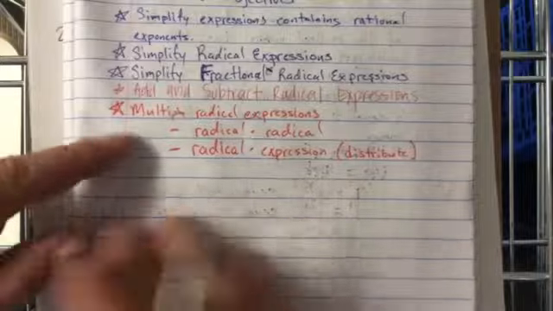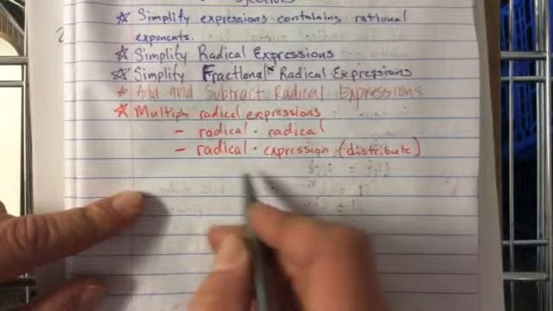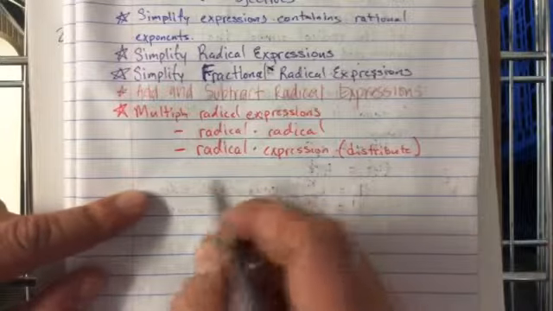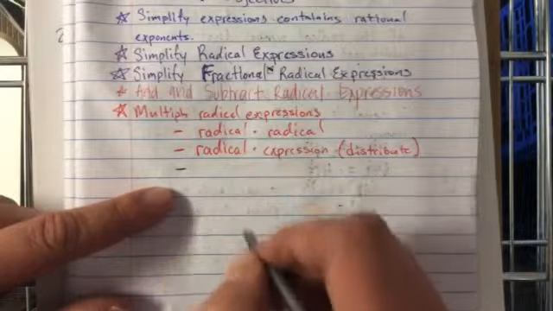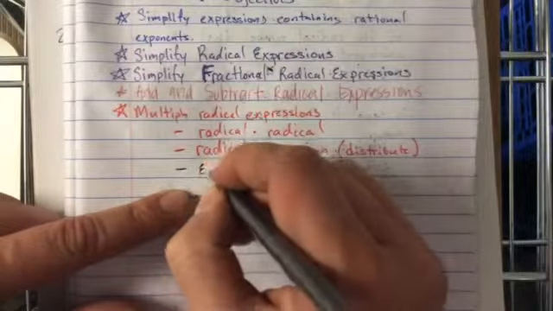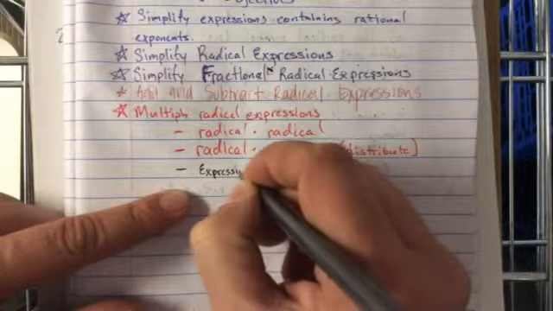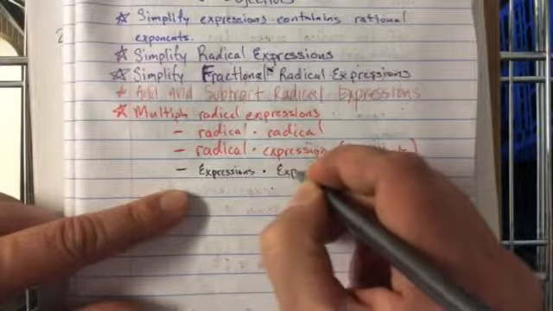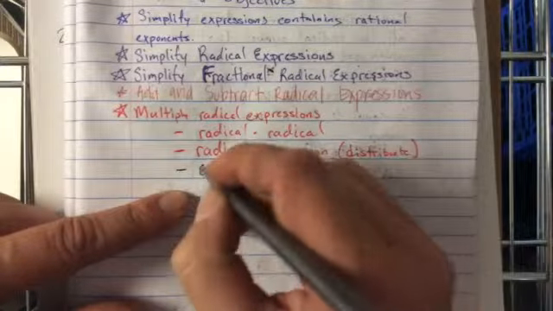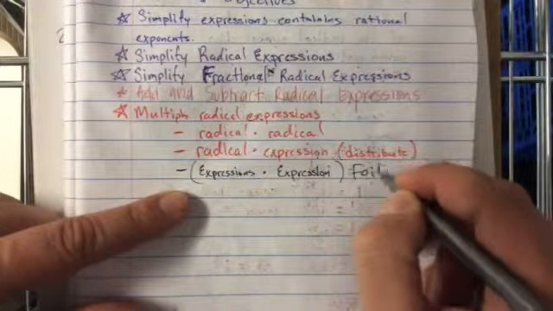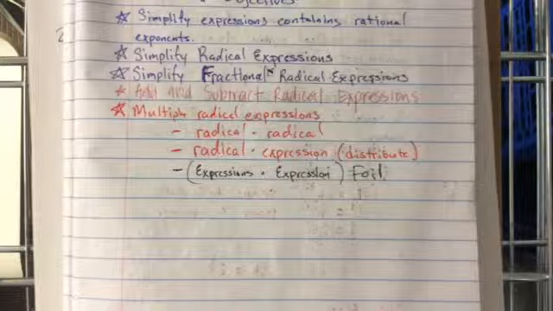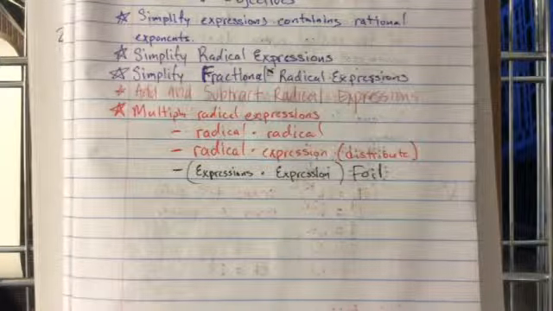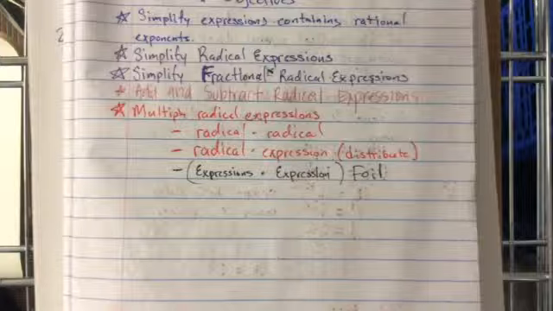So yesterday we talked about radicals times radicals and radicals times expressions. We're going to spend a little bit more time with the radical times expression, the distributive property. And then we're also going to talk about radicals that require FOILing, so expressions times expressions, or FOIL. So we have expressions times expressions and radicals times expressions today.